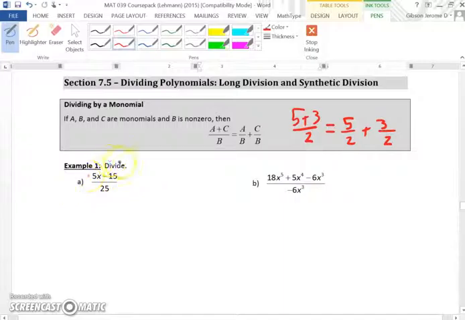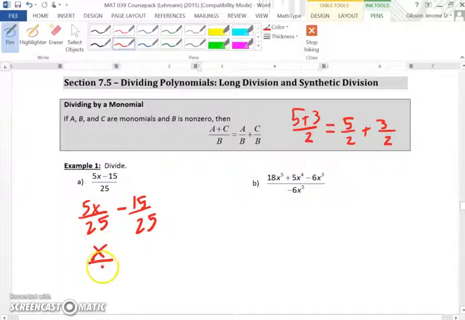Now, you are to apply that here to example 1. We have 5x minus 15 over 25. So we can separate this. This would be 5x over 25 minus 15 over 25. But in this case here, we can simplify. 5 and 25 both have 5 in common, correct? So we know that 5 goes into 5 once, but since we have the x there, we would just leave the x, because it'll be 1 times x, which is x.